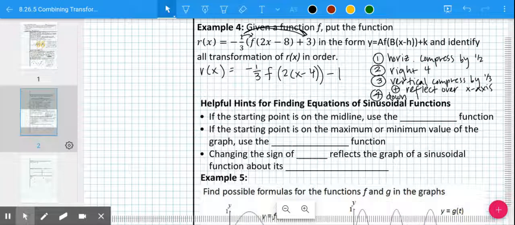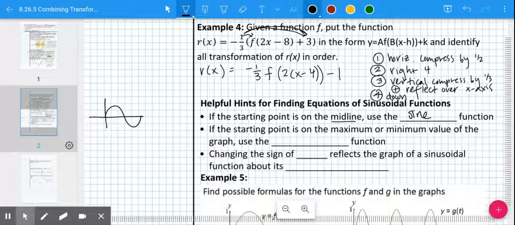So now let's look at how this affects our sine and cosine functions, because that's our real goal here. The first thing we have is helpful hints for finding equations of sinusoidal functions. The first thing is if it starts on the midline, then you're going to go ahead and write a sine function, because our sine function, I'm going to just draw this on the left here, starts on the midline, right?